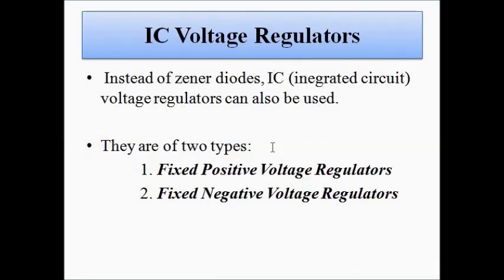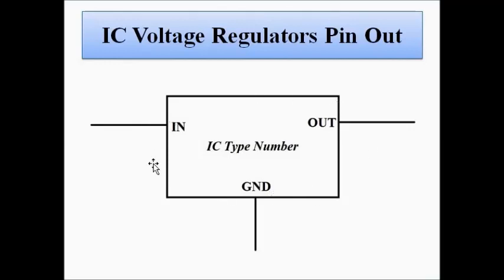Now there are two types of IC voltage regulators: fixed positive voltage regulators, which give us a positive DC output, and fixed negative voltage regulators, which give us a negative voltage output. Now this is the pin configuration of a normal IC voltage regulator. Here this is the input, given as IN. Here the output of the smoothing capacitor or the electrolytic capacitor is given. This point is connected to ground, and here is the constant DC output that we get.